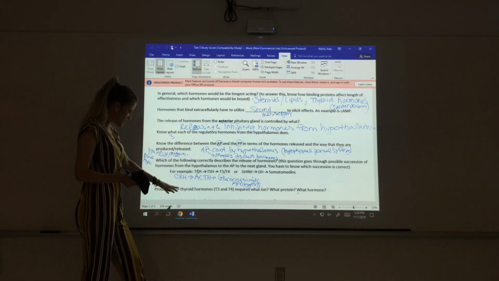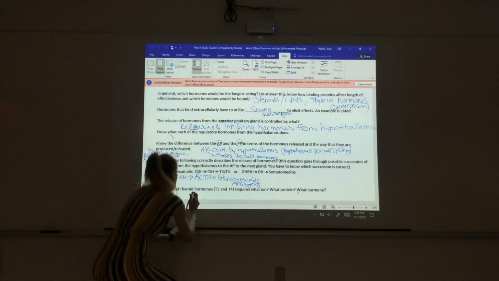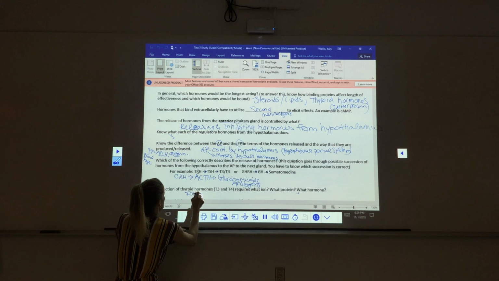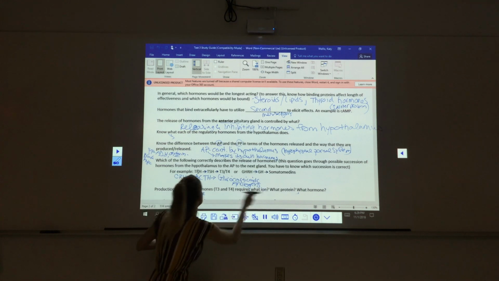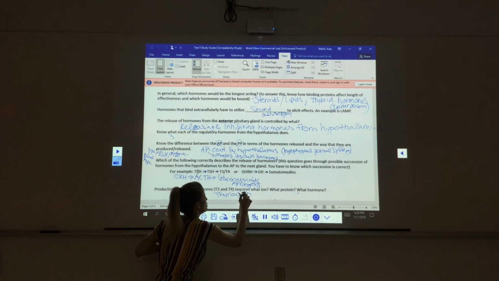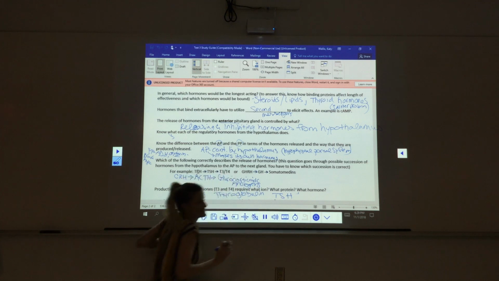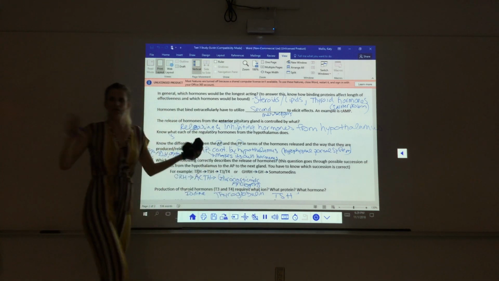Okay, production of thyroid hormones, T3 and T4, requires what ion? Iodine. What protein? Thyroglobulin. And what hormone? TSH. TSH stimulates the whole thing.